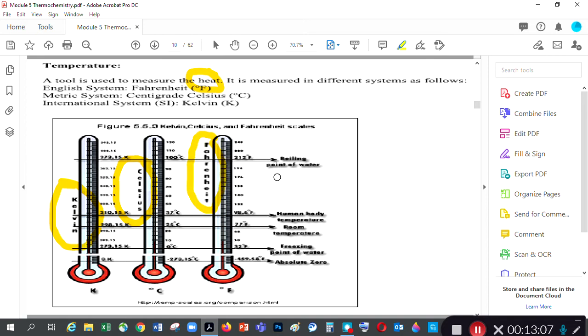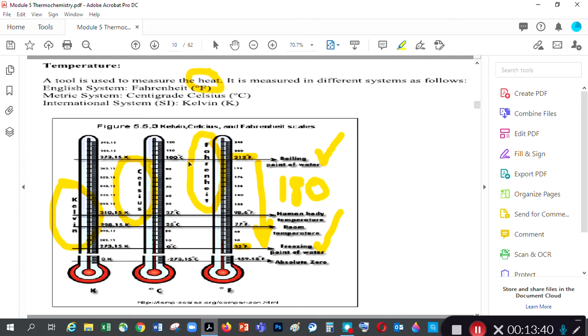The references used are H2O: the boiling point of H2O, and then the freezing point of H2O. Here it is. In the Fahrenheit system, the boiling point of H2O is 212, and the freezing point of H2O is 32. So the difference in the Fahrenheit system is 180 degrees Fahrenheit.